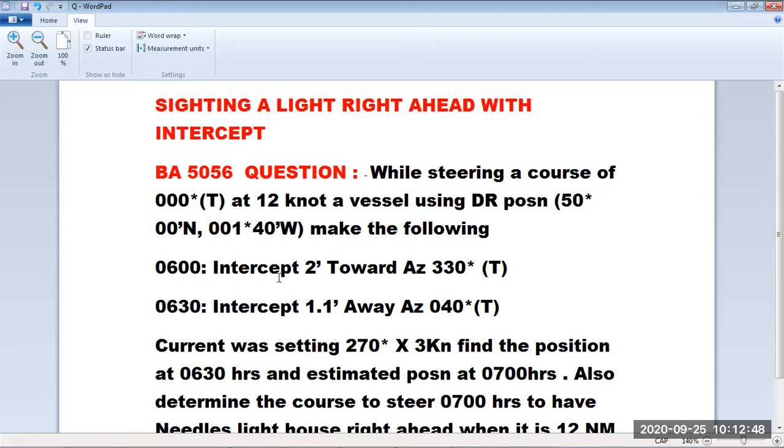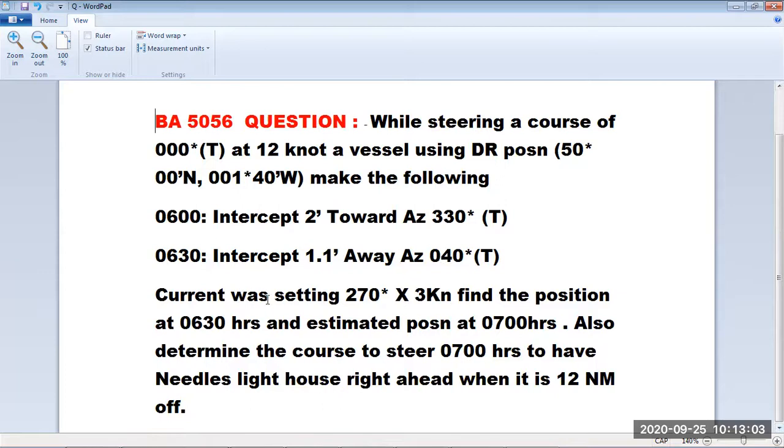At 0600, we got the intercept 2 miles towards the azimuth 330 degrees true, and at 0630 we got the intercept 1.1 miles away and azimuth is 040 degrees true. The current was setting 270 degrees true at 3 knots, and we have to find the position at 0630 hours and estimated position at 0700. Also, we have to determine the course to steer from 0700 hours to have Needles lighthouse right ahead when it was 12 miles off.